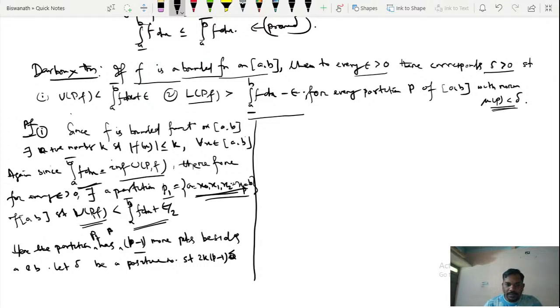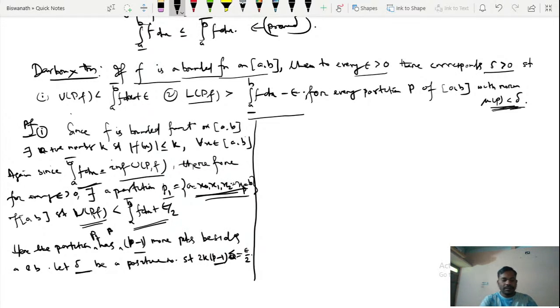So 2pk mu, in place of p we will write p minus 1, and in place of mu, which was your norm, so here the norm is less than delta, so accordingly I am choosing this thing for your delta. So delta is a positive number such that 2k (p minus 1) delta is epsilon by 2.